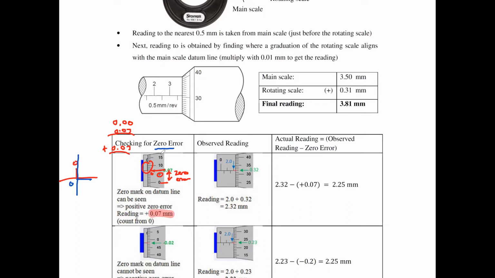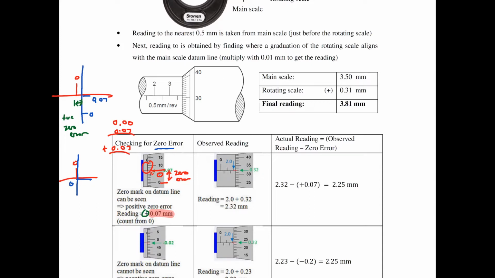Okay, this one is considered to be positive zero error. It's very hard to see from this diagram here, but what you're actually seeing is this is your 0, and then your rotating scale was like this. Here is your 0, and then you have your 0.07 here. You actually have a value that is slightly more than 0. That's why we call this positive zero error. That's why there's a positive here.